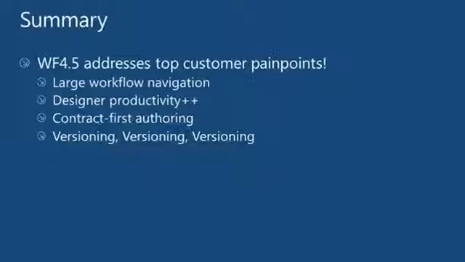We went over new features for large workflow navigation. We went over improvements for designer productivity and making you more productive in the Workflow Designer. We talked about contract first authoring. And then we did a huge deep dive on some of the versioning features that we've introduced in .NET 4.5. But walking away from this session, you want to walk away with the fact that .NET 4.5 is going after top customer pain points with the Workflow 4 framework. If there are ones on here that you've hit in particular that weren't addressed, I would love to hear them.